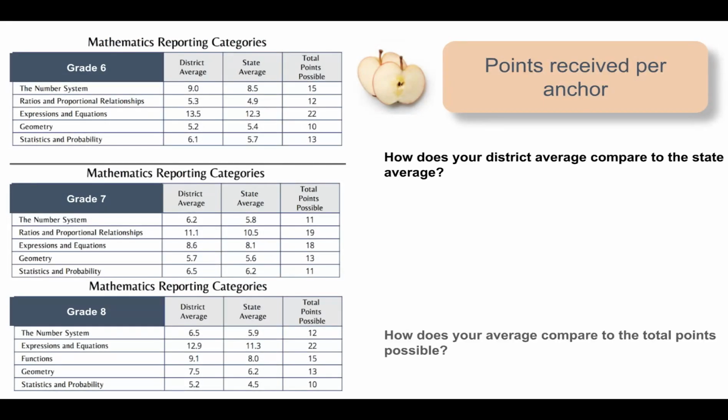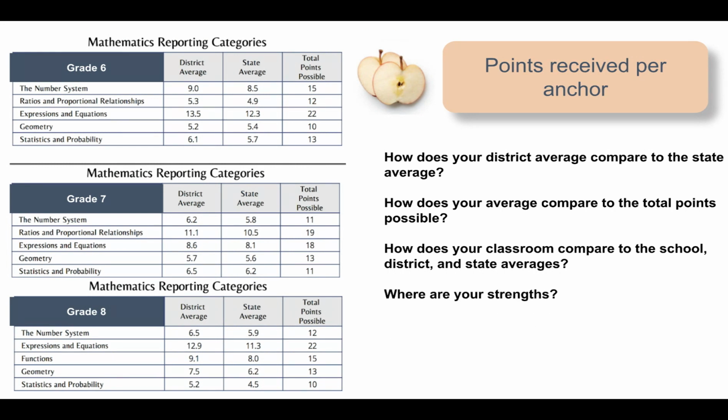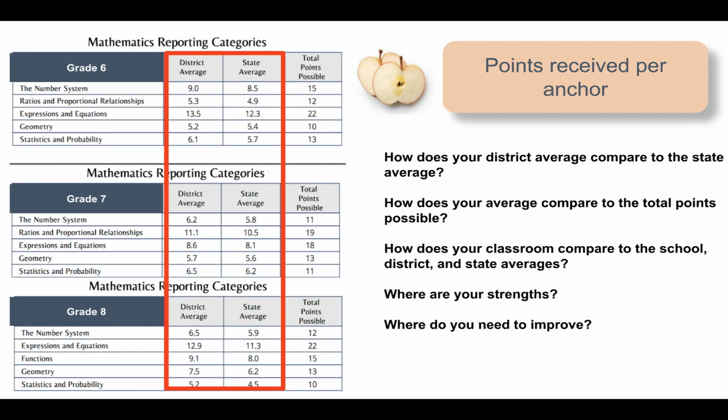Let's move on to PSSA data that is available in eMetrics. And let's say we're going to look at the points received per anchor. So on the left-hand side of the screen, I have grades 6, 7, and 8, and I'm looking at math, and I'm looking at the reporting categories of the number system, ratios and proportional relationships, expressions and equations, etc., etc. I could compare the district average to the state average. And so as I glance down through that, I may begin to notice some patterns. What patterns are you noticing?